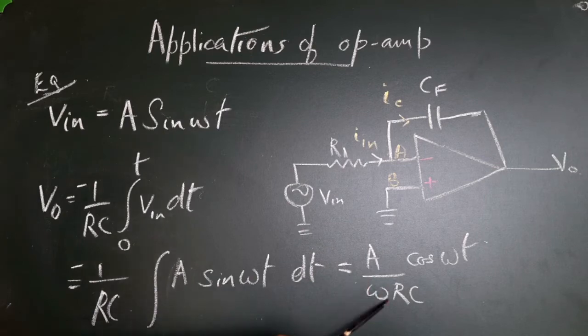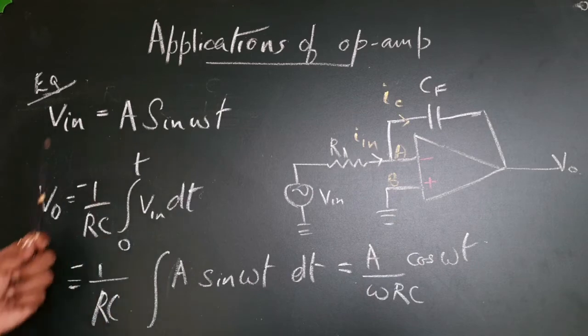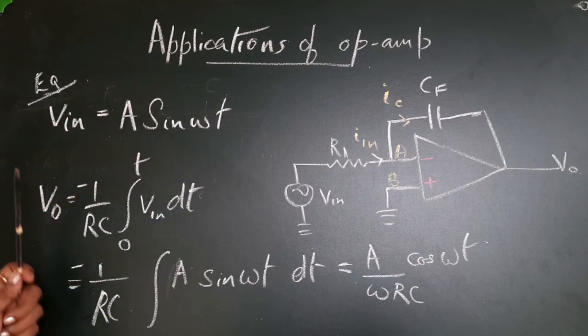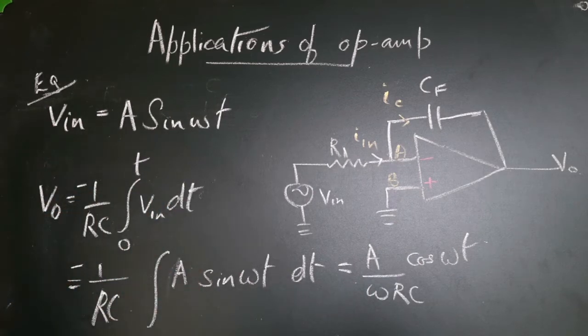A by omega RC cos omega t. So whatever the constants are, you substitute them and you will get the result. Omega is the frequency of the input signal. So substitute it, and you will get the final output value.